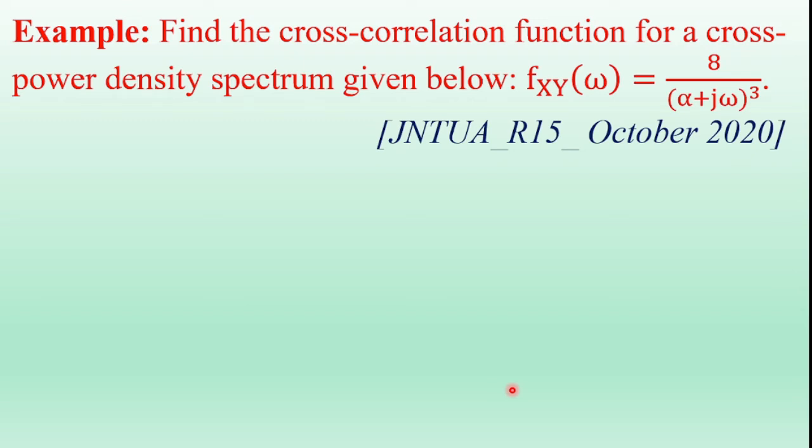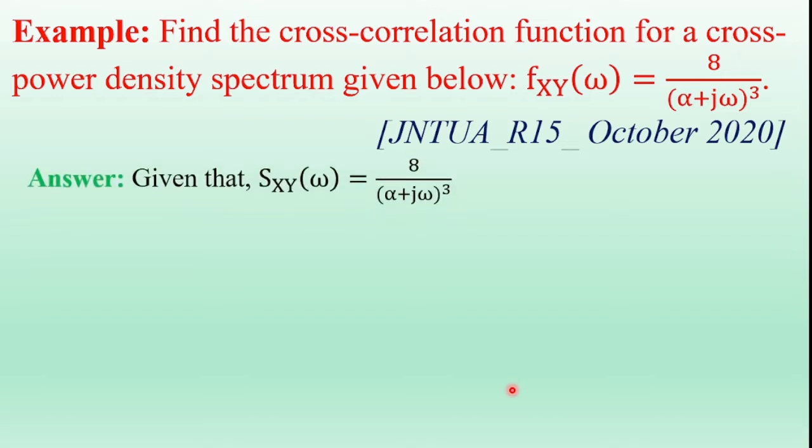In this video, I am going to discuss one more example of the spectral characteristics of the random process. This is the previous examination question. The example is: find the cross correlation function for a cross power density spectrum given below. That is, S suffix xy of omega is equal to 8 by (alpha plus j omega) whole cube.